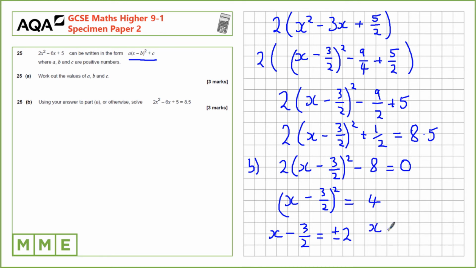And our final step is to add on this, so x is 3 over 2 plus or minus 2, which gives us two different solutions. One in the case that we're adding on 2, which would give us 7 over 2. Or in the case that we're taking away 2, which would give us 3 over 2 take away 2, which is minus a half. So there are two solutions, x is 7 over 2 or minus a half.